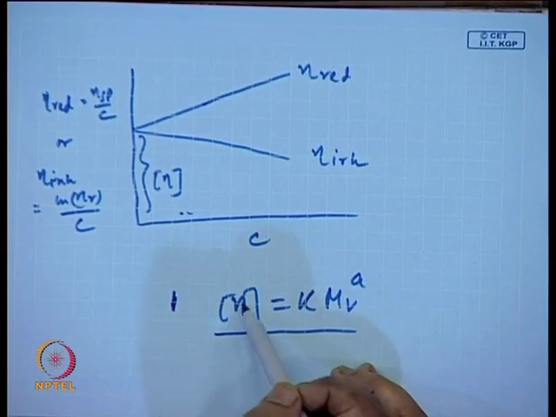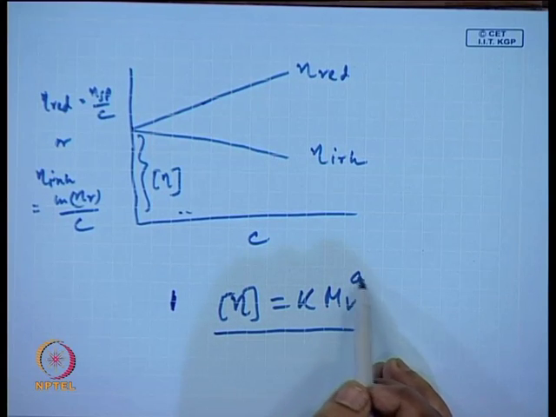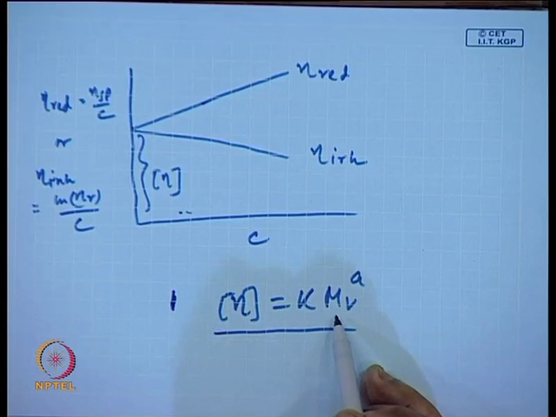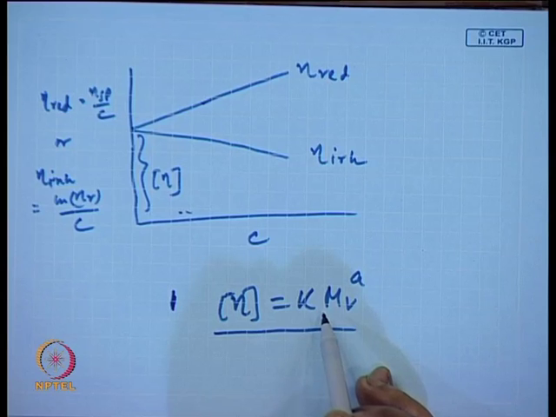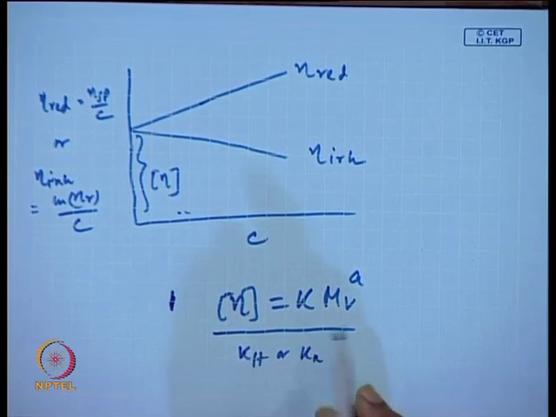So, once you know this, if you know K and a, you can use this expression to find out Mv. As you have seen, if you know the Kh or the Kk, the Huggins constant or the Cramer's constant, then from only one concentration itself you can get the value of intrinsic viscosity and the molecular weight.